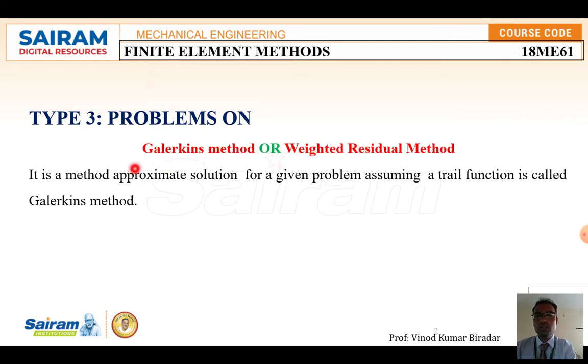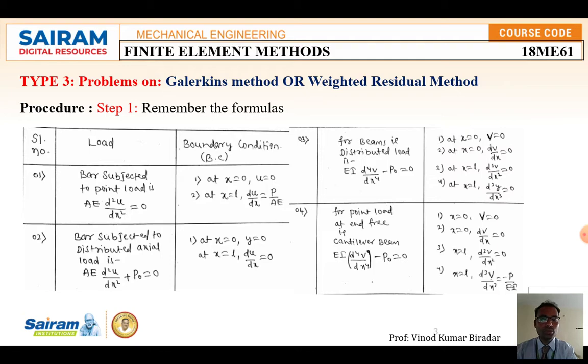It is also an approximate solution for a given problem, assuming a trial function. This is most important here. Depending upon the given problem, you have to remember the different types of boundary conditions to apply to get the deflection. A method of approximate solution for a given problem assuming a trial function is called Galerkin method. This is the procedure for solving the Galerkin method.